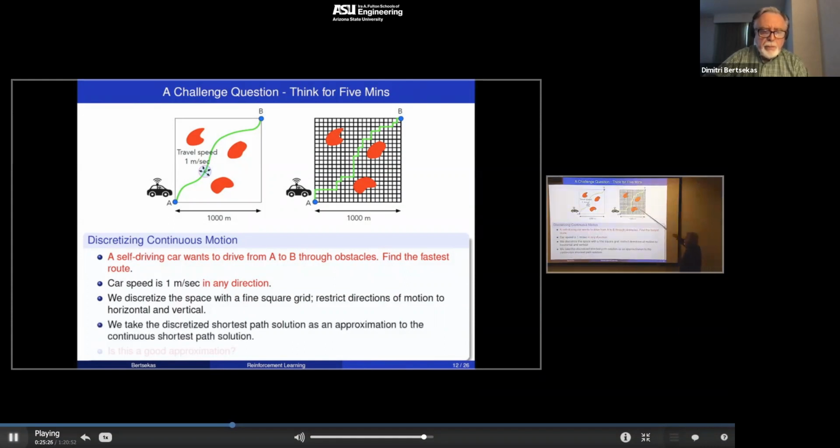And then we solve this by a shortest path method, right? And we take this solution as an approximation to the solution of this problem. Is this a good approximation? Okay. I want you to think for 5 minutes. Some of you may know the answer, so don't give it away.